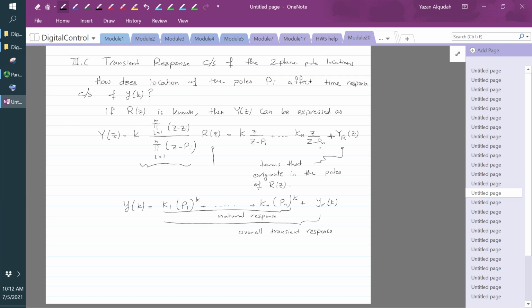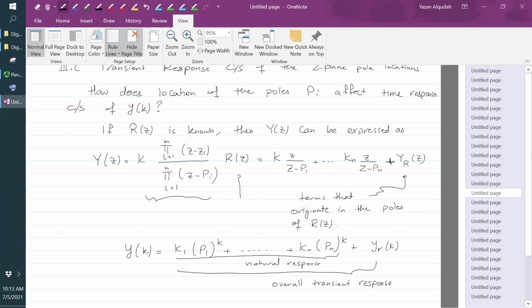So these poles are coming from the transfer function. There are poles that are going to come from the input itself, r. I'm going to lump them together into y r of z. So these are the terms that originate in the poles of r of z. So all together will determine the output. I'm going to split them. The poles that are coming from the transfer function, I'm going to expand them. The poles that are coming from the input, I'm just going to lump them together. And the reason is because I'm trying to understand the behavior of the system irrespective of the input that I apply to it.